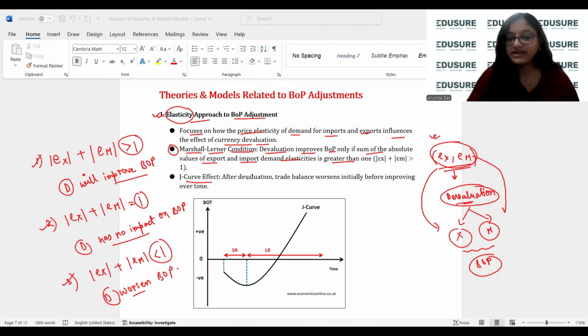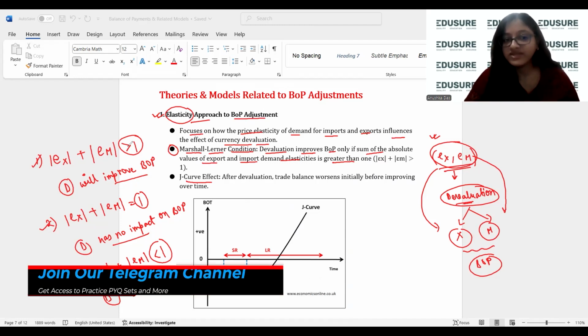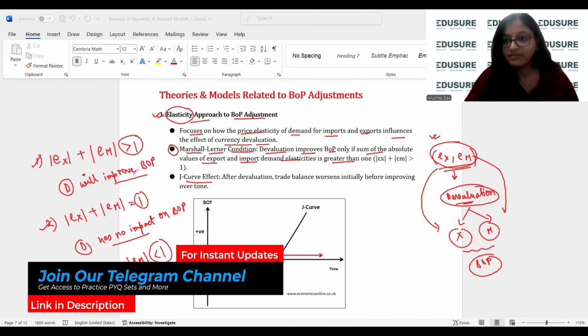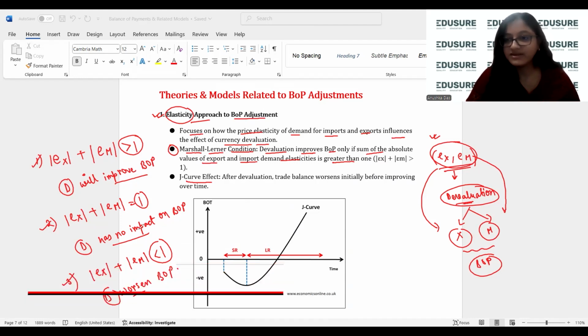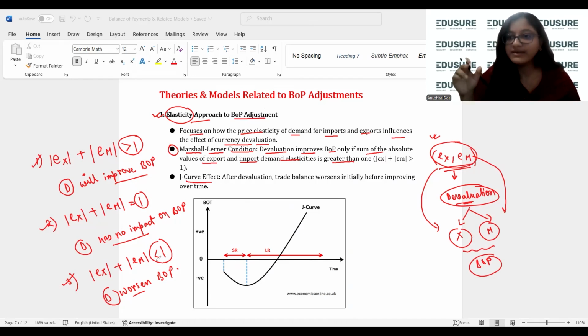What is the J-curve effect? The J-curve effect basically traces out the adjustment process. We know what will be the direction of adjustment depending on this elasticity. That is given by Marshall-Lerner. We know if this value is greater than 1, the balance will improve. Otherwise, there could be no effect or the balance will decrease. Now, how do you visually see this adjustment process?